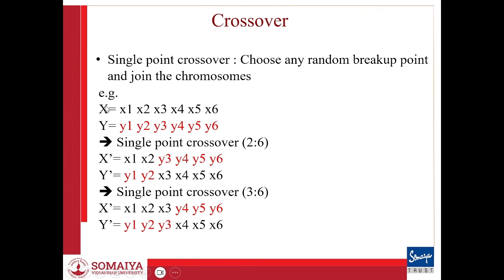So we can see here X and Y, when they are given as X1 to X6 and Y1 to Y6, with the single point crossover of 2, 6, we get X dash as X1, X2, which is the first and second, and 3 to 6 are of the other chromosome, that is Y3, Y4, Y5, Y6. The same happens with Y dash, wherein Y1 and Y2 are retained, that is the first two elements are defined and the rest are taken from the other parent. Similarly, if we go for 3, 6 as the crossover point, then the first, second and third elements of their own parent are retained and the other 3 are borrowed from the other parent.